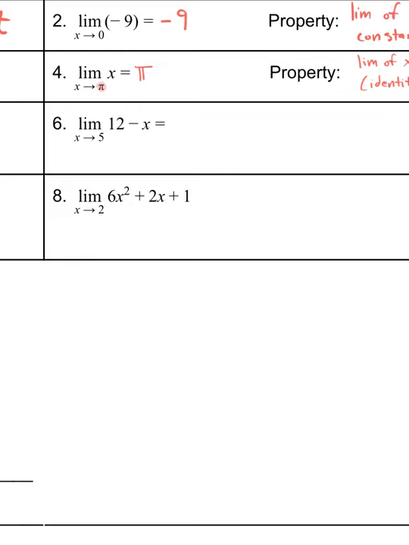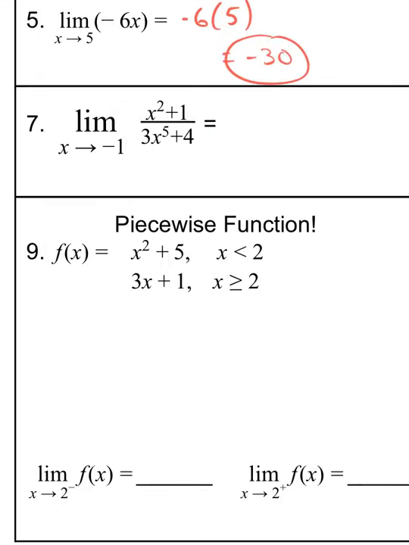Number 6, a limit problem. Can I do direct substitution? Can I plug in 5 for x? Absolutely, it doesn't cause me to divide by 0. 12 minus 5 is equal to 7.